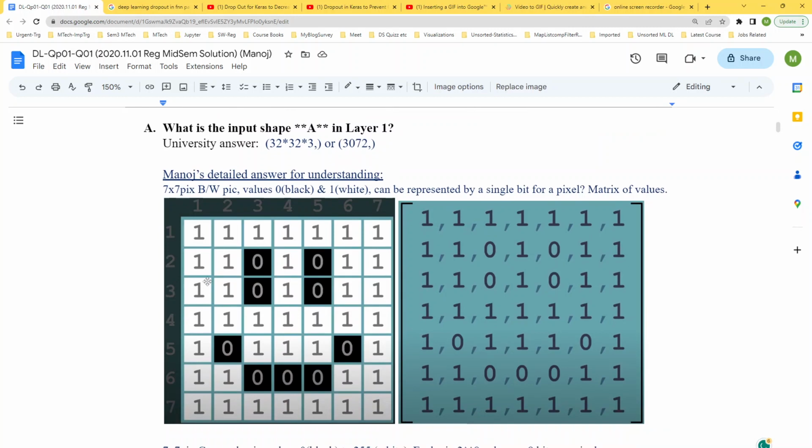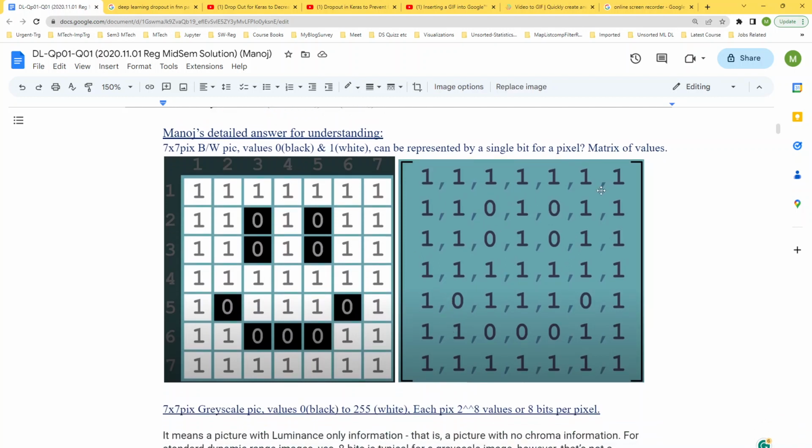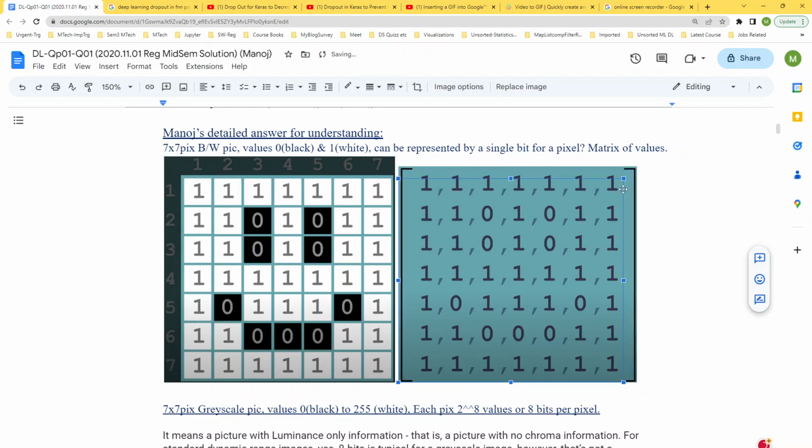What does 7 by 7 mean? It's 7 rows and 7 columns, so 7 pixels per side. Each one is a pixel and it's black and white, so it can be either black or white. Here 1 is white and 0 is black. If you take it as a matrix, this will transform like this. Are you able to understand? So you have made this smiley as a matrix.